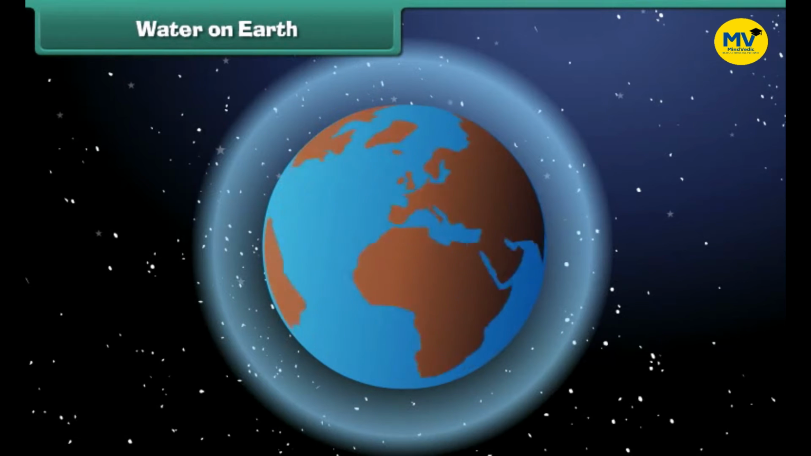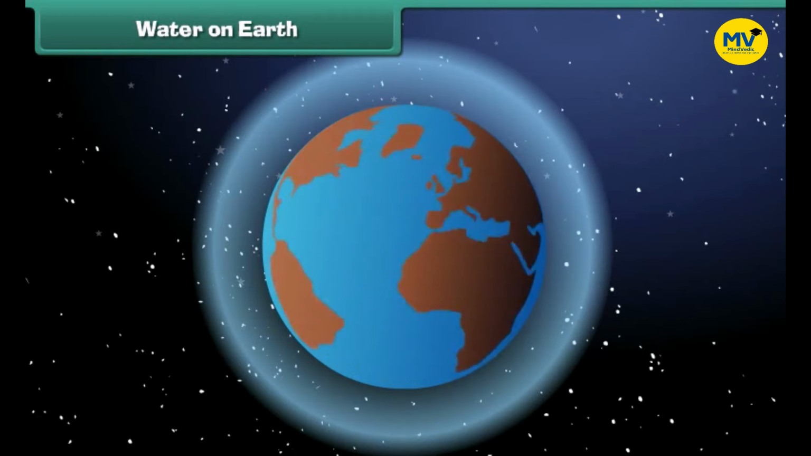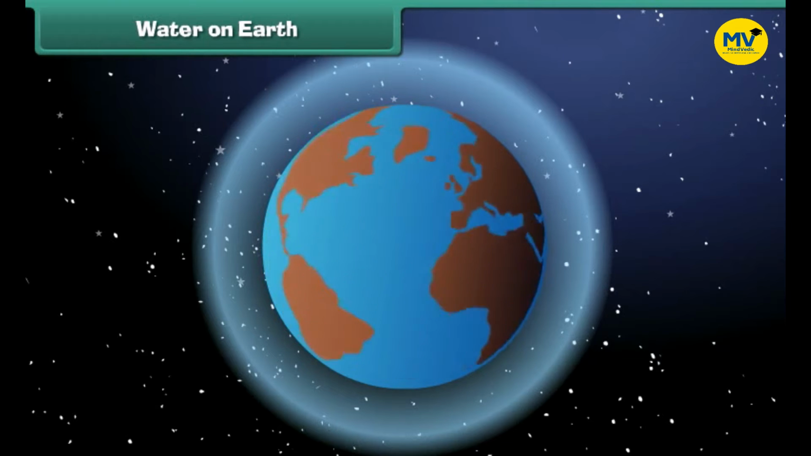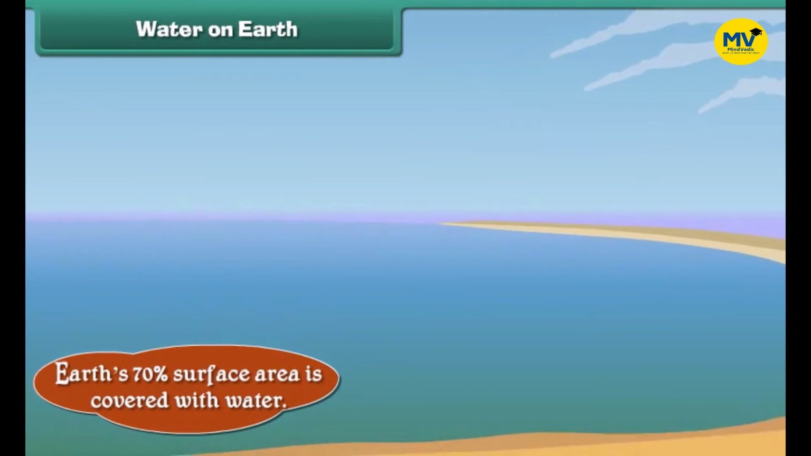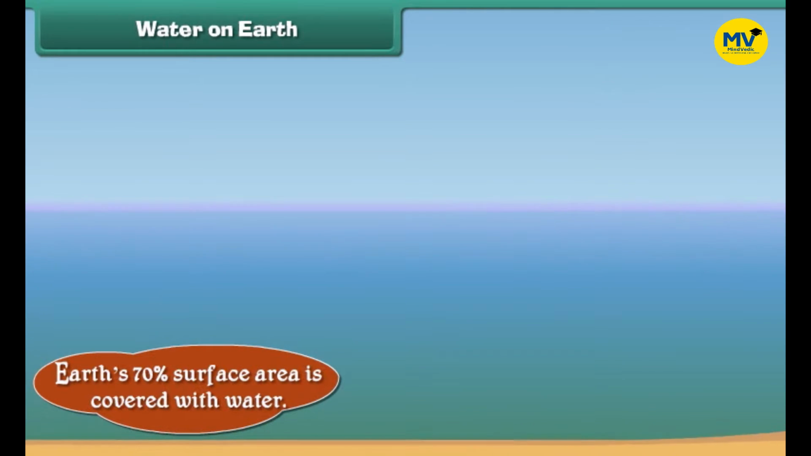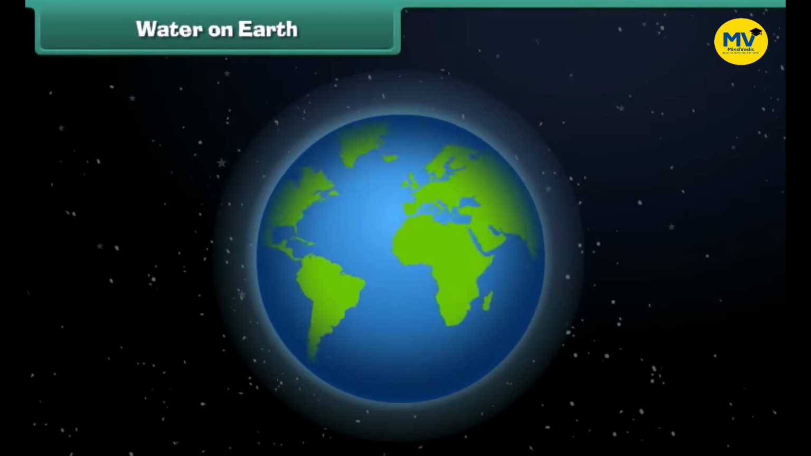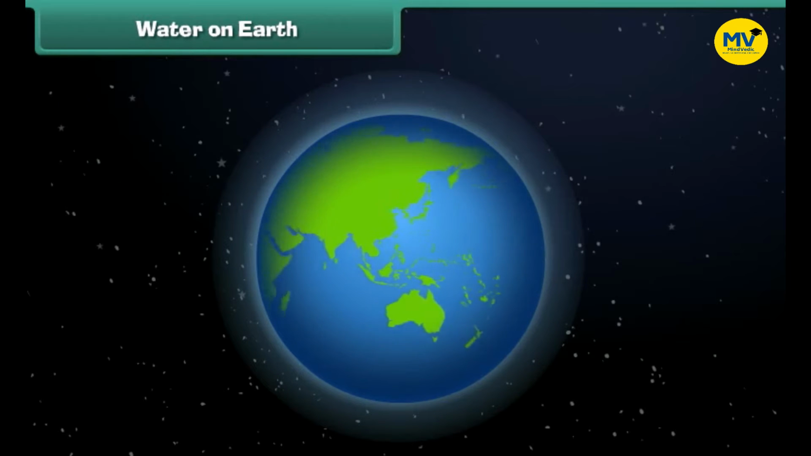Water is the most abundant substance present on the earth. In fact, our Earth's 70% surface area is covered with water. Do you know Earth is also called as a blue planet because when seen from the space, it appears blue due to water.